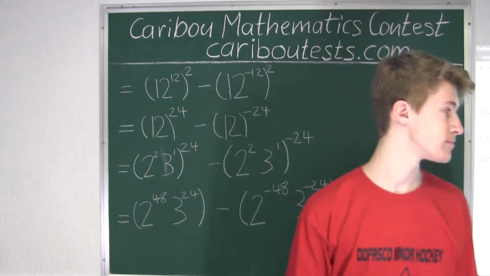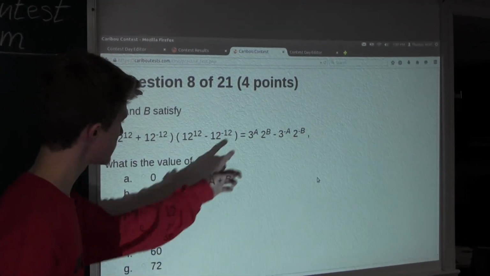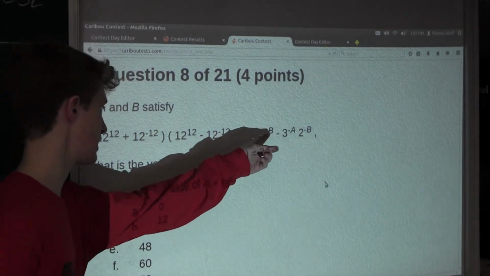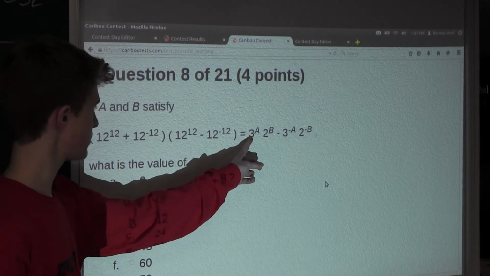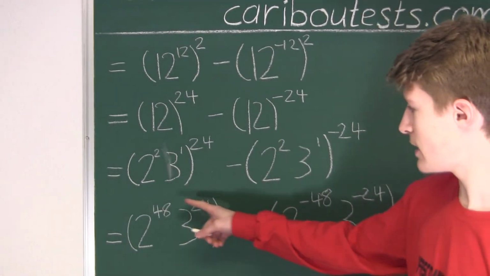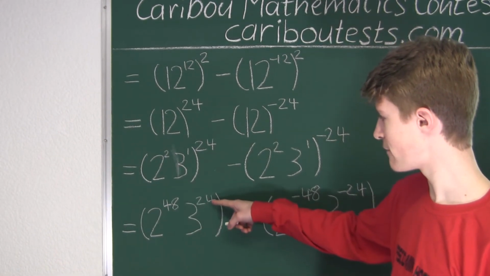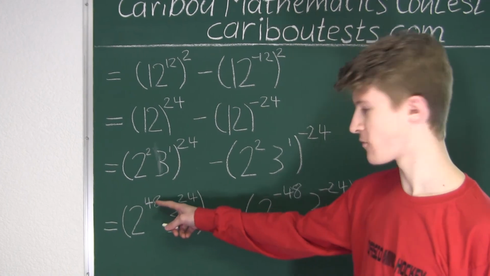Alright. So, here we have 3 to the power of A times 2 to the power of B minus and that. So we can see that we have 3 to the power of A, 2 to the power of B here, and 3 to the power of A, 2 to the power of B here. So we can see that A is 24 and B is 48.